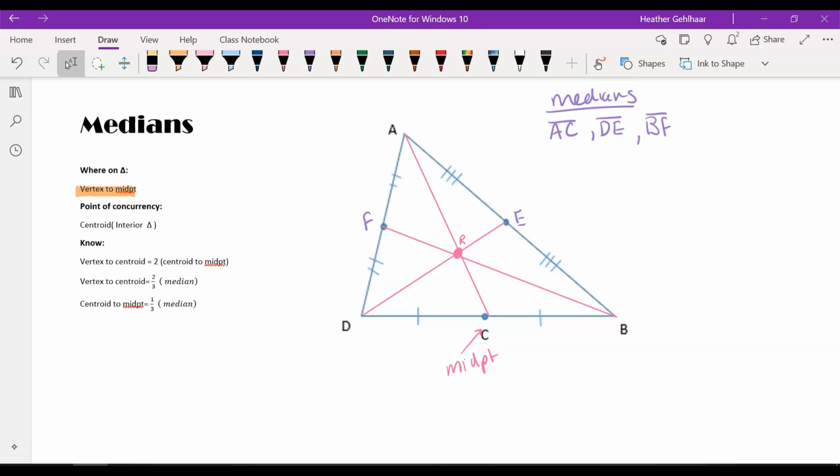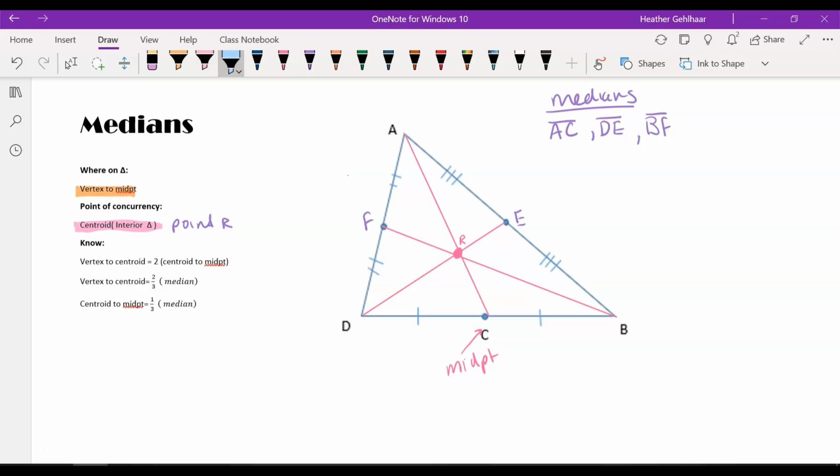A couple things that we have here are the centroid. The centroid is the center point. So this point R is the centroid. It is that center point in our triangle where those medians will intersect. Now, I'm going to erase this line just so I can draw some things on here. I'm going to say here, point R. Point R is the centroid.